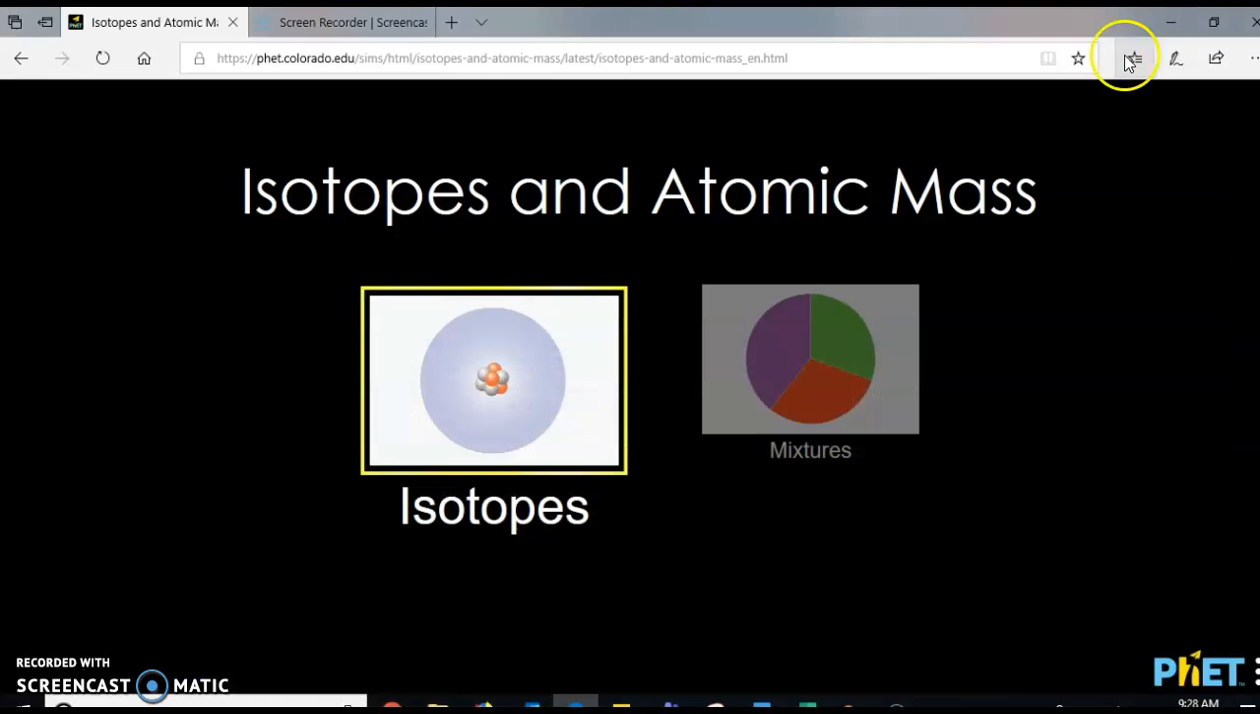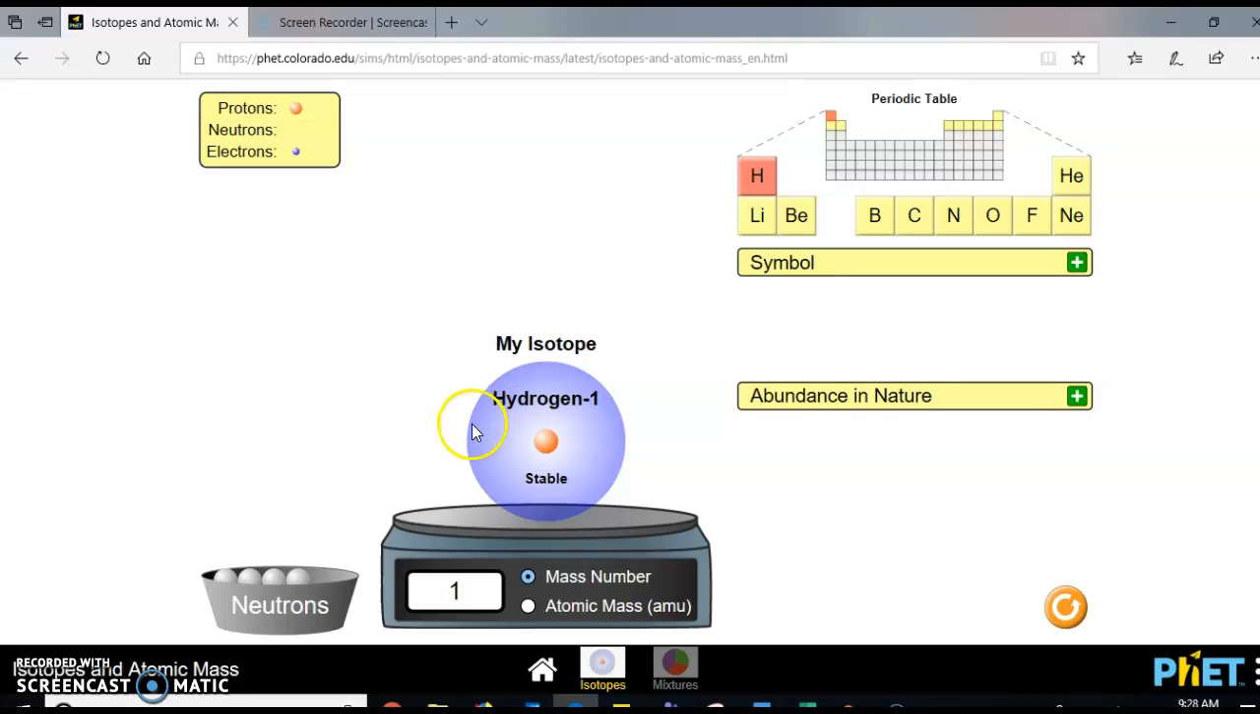When you head into that website, this is the screen that's going to come up. You have a choice between isotopes and mixtures. You're going to do both. We're going to head into isotopes first. That's the information for data tables 1 and 2. And then data table 3 will be on the mixture side. So you click on isotopes.